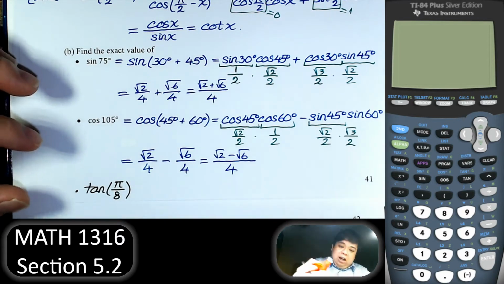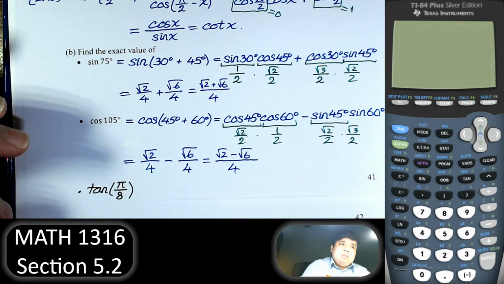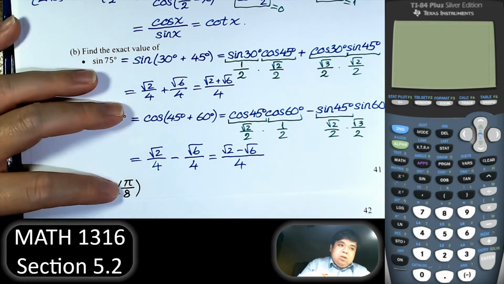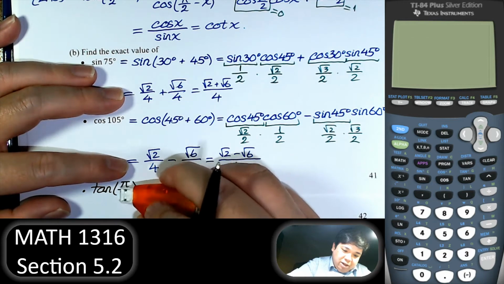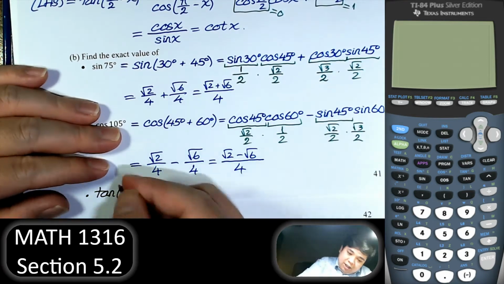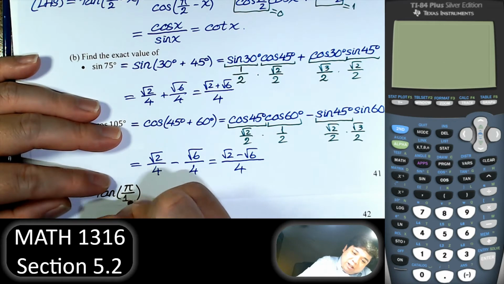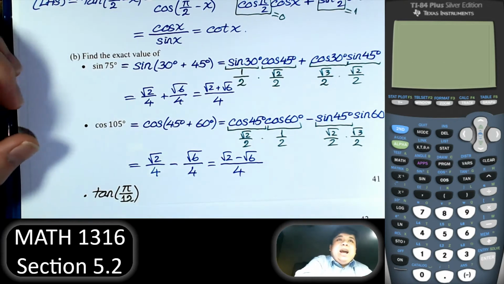Never mind. That will have to be in the next section. That's not what I mean. Pi over 12, that's what I mean. Right, how do we get pi over 12?